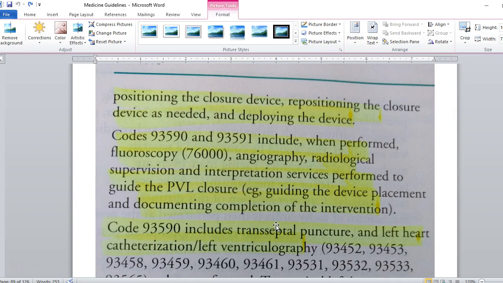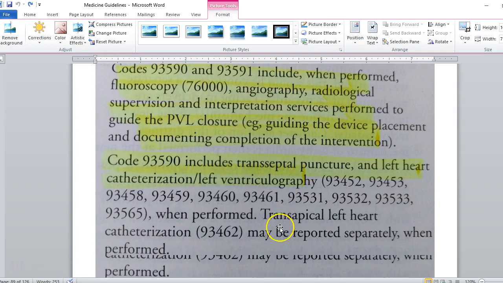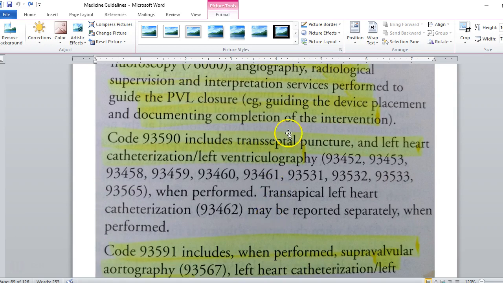The angiography is also going to help to make sure that we have closed these leaks, okay? Because if we're going in to close a leak in a valve, we want to make sure that leak has been completely fixed. So usually after we finish the closure of the leak, then we'll do an angiography to make sure that the flow is appropriate. They also tell us that code 93590 includes transseptal punctures and left heart catheterization, which also includes left ventriculography. So code 93590 includes a lot of different aspects. So again, it includes all of these different types of codes when performed. So keep in mind what is included.